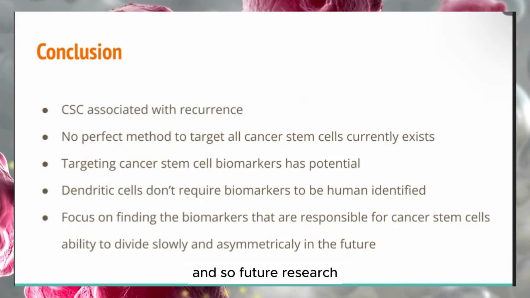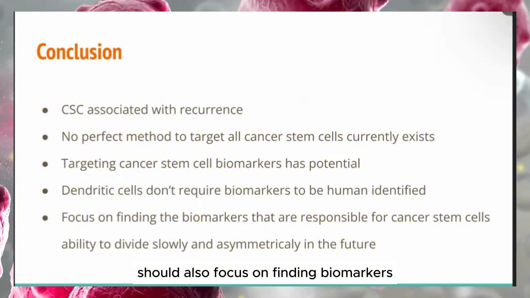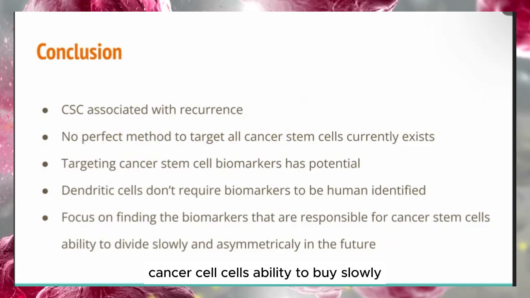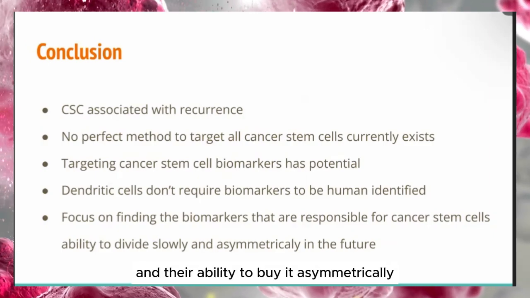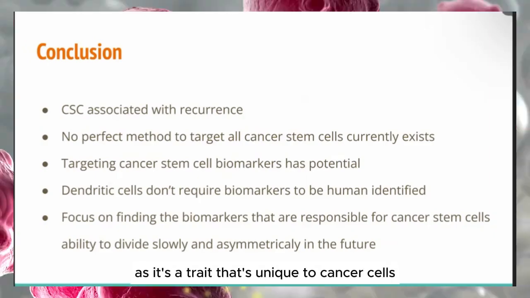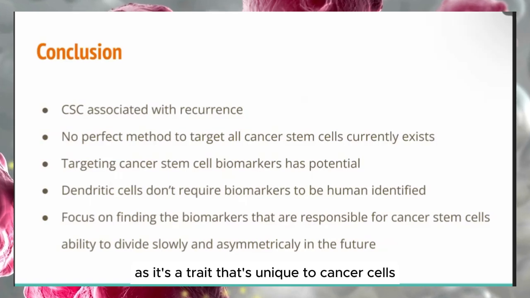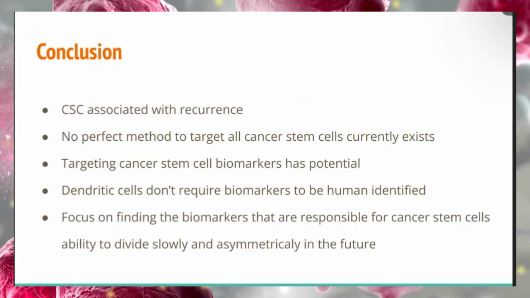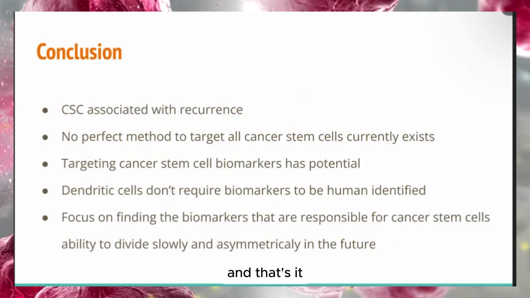Future research should also focus on finding biomarkers that are responsible for cancer stem cells' ability to divide slowly and their ability to divide asymmetrically, as it's a trait that's unique to cancer stem cells that other cancer cells do not have. And that's it.